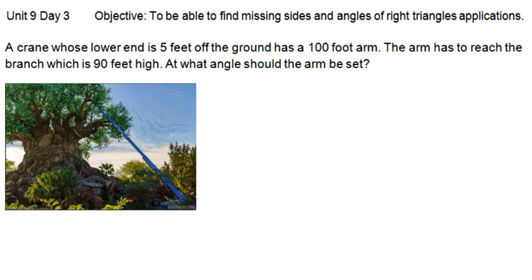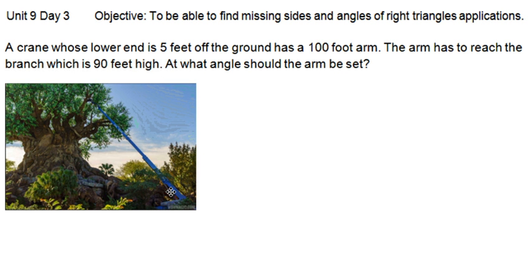So let's think about what we have. A crane, which is down here, has the lower end where the operator is, and they're 5 feet off the ground. So from the ground to this point here, it's 5 feet. We also know it has a 100-foot arm, so this arm here is 100, and this branch is 90 feet in the air. So from the ground up, it's 90 feet. The question is, at what angle should the arm be set? Well, here is the angle that we're looking at.